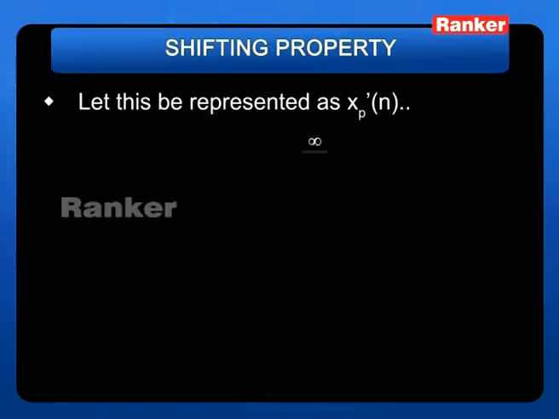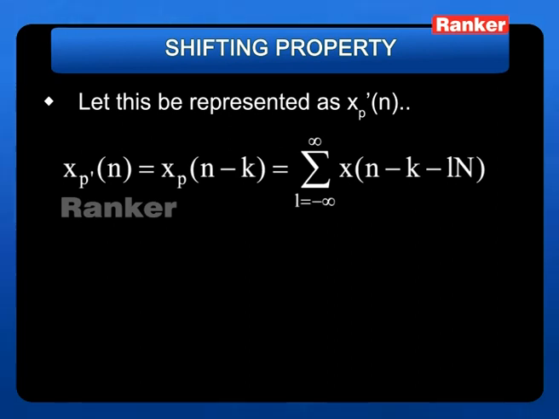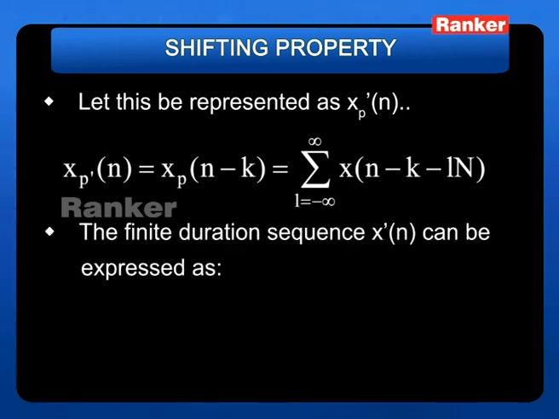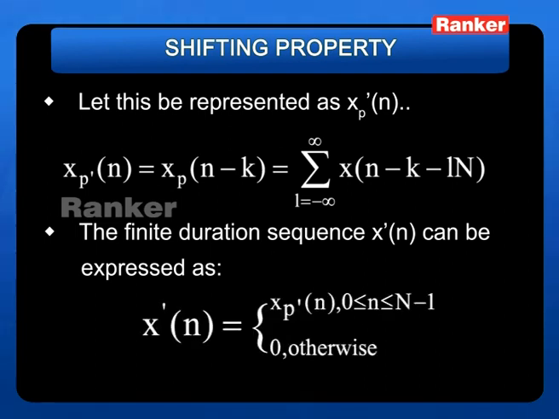So what happens? So we can write this as xp dash of n. What is xp dash of n? Xp dash of n is xp which is shifted to the right by k units. So you can write this as xp dash of n is equal to xp of n minus k, and that is equal to the summation over L from minus infinity to plus infinity of x of n minus k minus L N. Then the finite duration x dash of n can be expressed from xp dash of n, that is x dash of n is equal to what? Xp dash, when it is existing from 0 to N minus 1 only and it is 0 elsewhere.